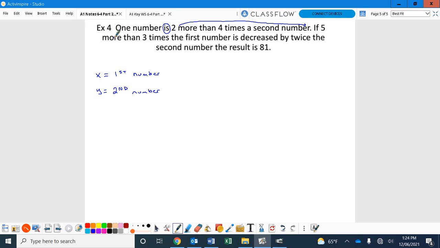So what do we do for one number is? What's the first number? X. Is. What does is usually represent? Equals. 2 more than means you're going to be adding, but that 2 has got to be at the end. So plus 2. And then it's going to be 4 times the second number. How do we write 4 times the second number? 4y. Look, I can put my box around that right now. I've already got x equals. I know I'm going to put a box around that and solve it.